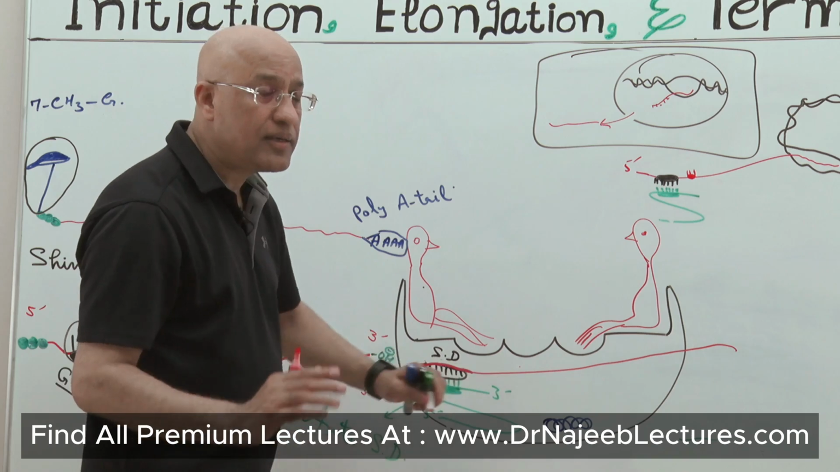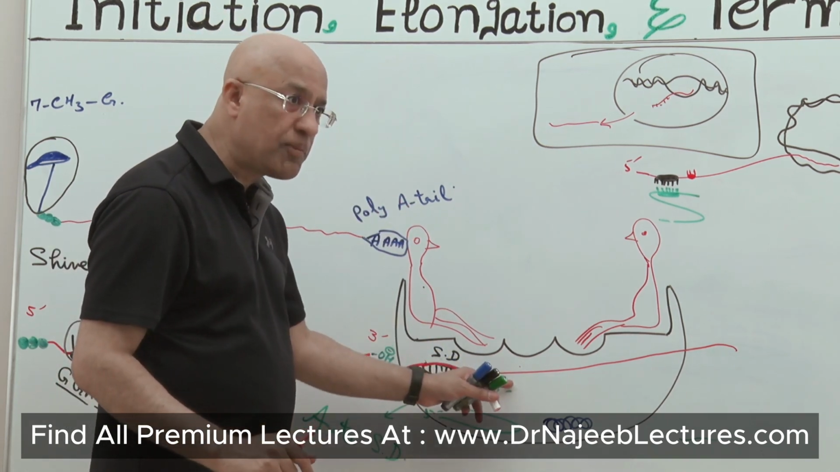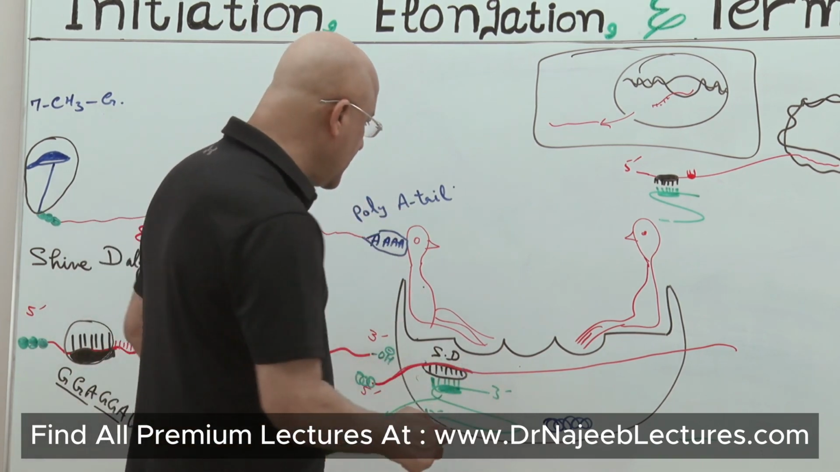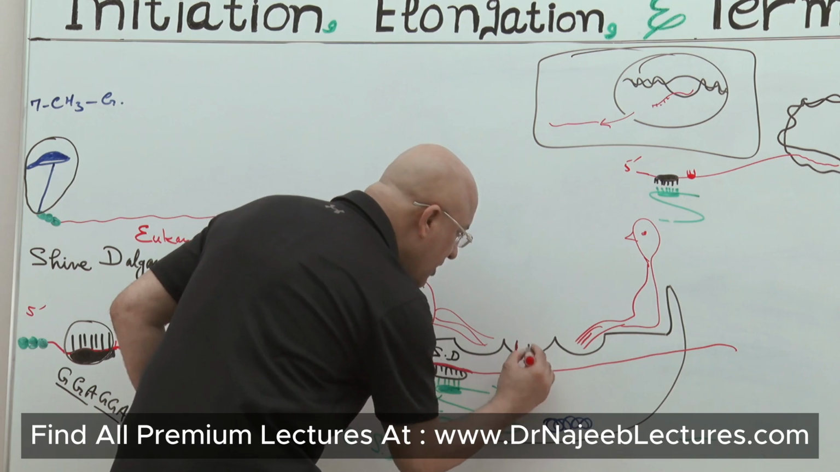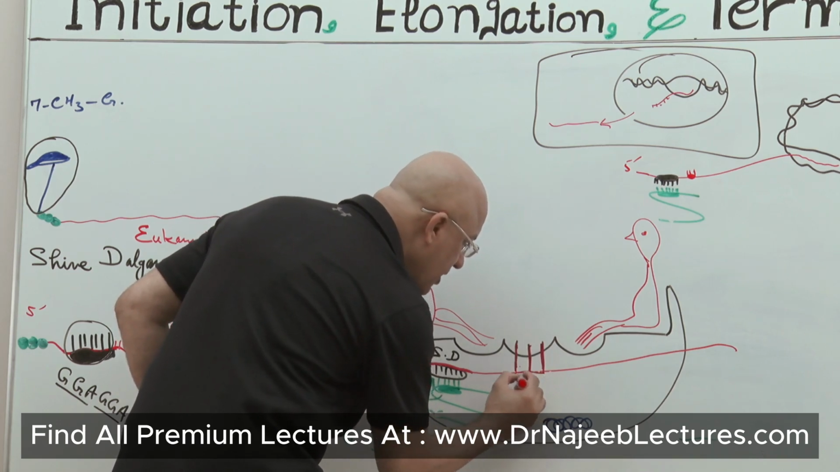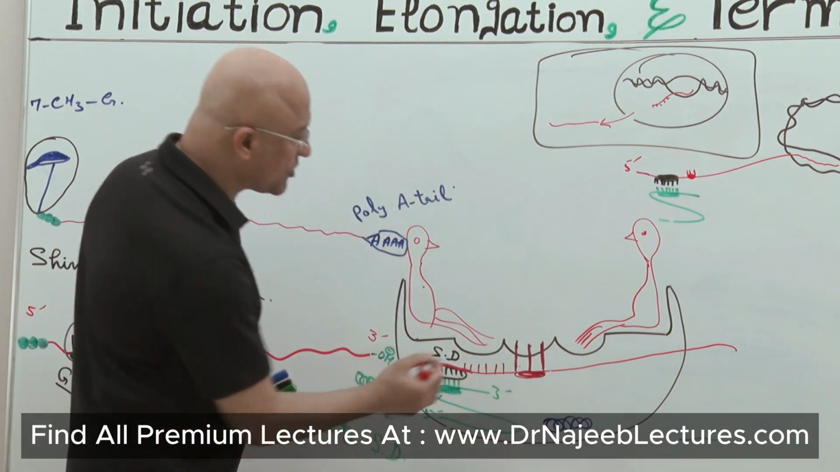the 30S subunit. This is very important to understand: the mRNA will be bound and stabilized and aligned in such a way that the start codon will find itself at the P site. Start codon will find itself at the P site. This is the start codon.